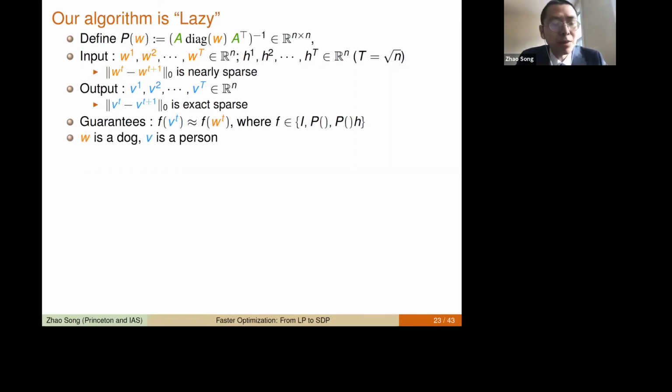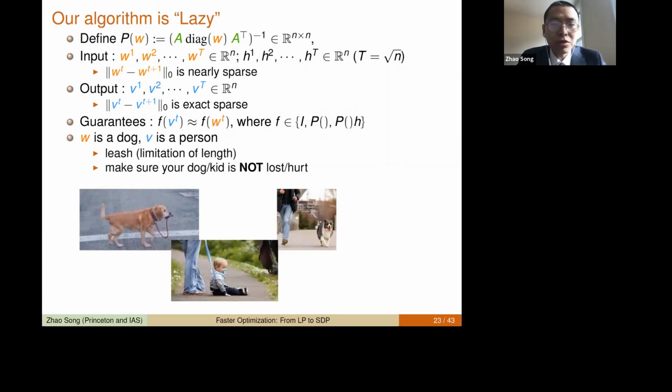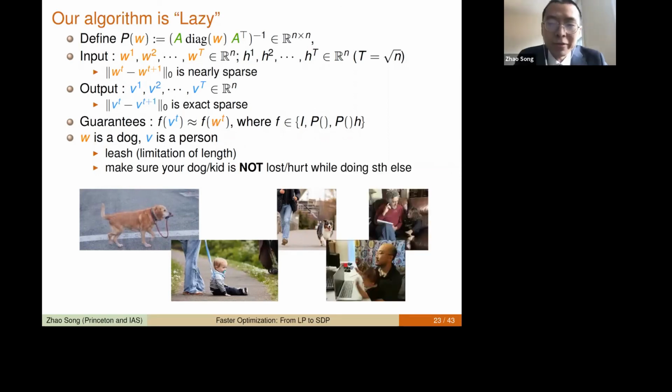So here is a concrete example. Say W is a dog and V is a person. When you walk with your dog, you need to use a leash, and the leash has a limitation of length. You cannot hope every dog is like this picture, able to take care of himself. So the human has to use a leash to take care of either a dog or a kid and make sure they are not lost or hurt. But in the meanwhile, you also want to do something else, for example, writing some papers or doing research. And therefore, you need to do a smart maintenance thing here.